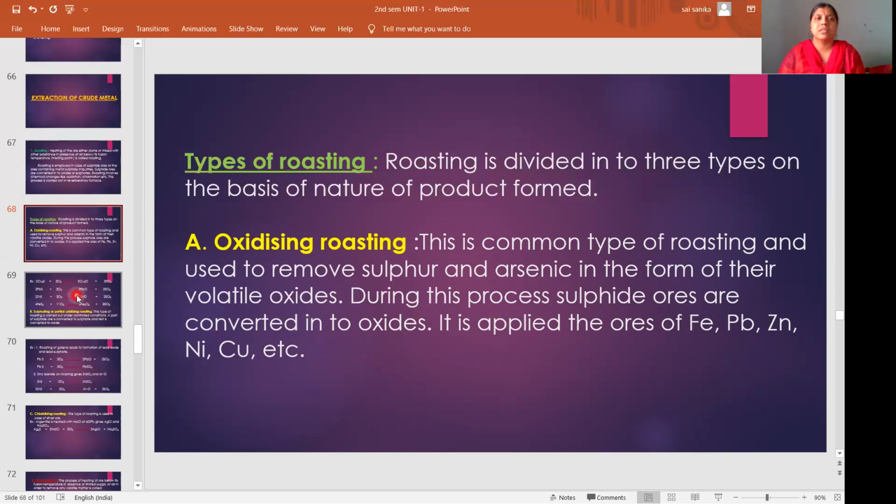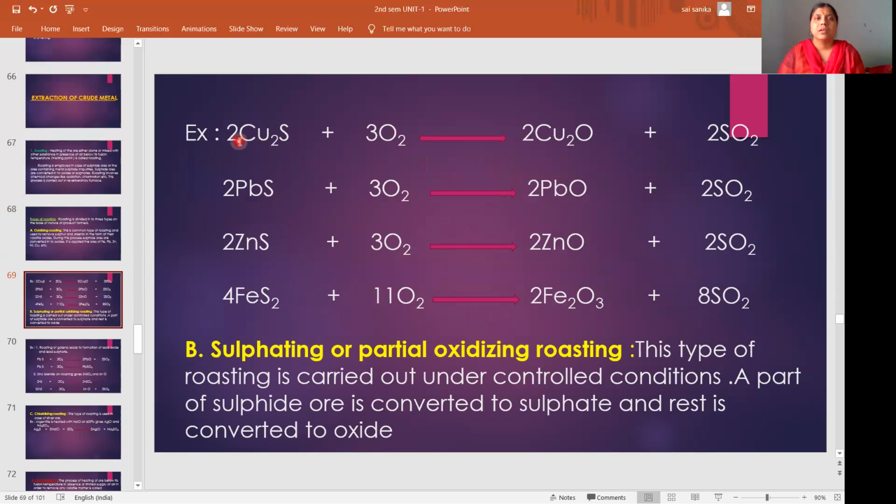So we will see the equations here. If you see here, copper sulfide, lead sulfide, zinc sulfide, iron sulfide. What we are doing is heating in the presence of oxygen. Roasting means heating the ore in the presence of oxygen, either alone or in the presence of another substance. So what is happening? Sulfide ore is converting into oxide ore. So this is oxidizing roasting. In oxidizing roasting, the sulfide ore is converted into oxide ore, and of the impurities present, the sulfur will be removed as sulfur dioxide.